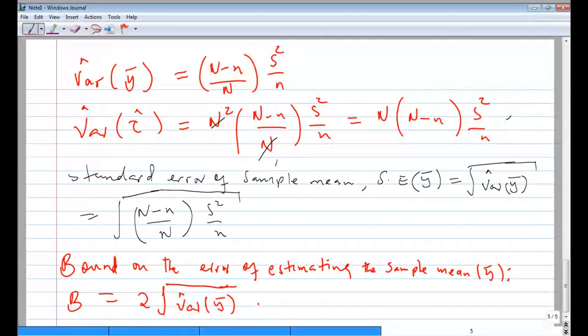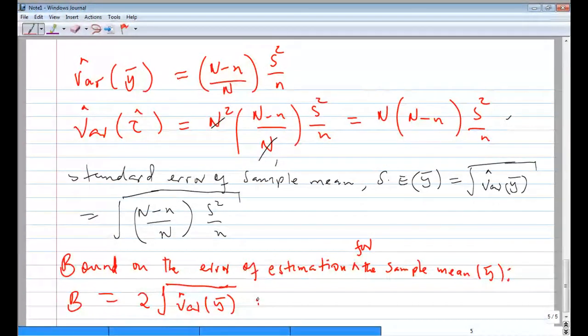It's the bound on the error of estimation for the simple mean, or the bound on the error of estimation for the sample population mean, which is given by B equal to 2 times the square root of the estimated var of y bar.